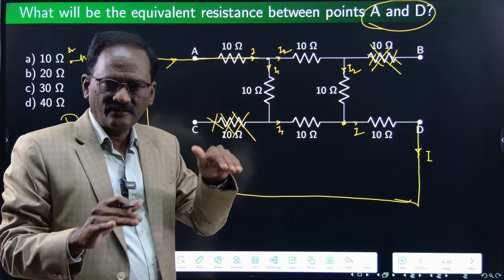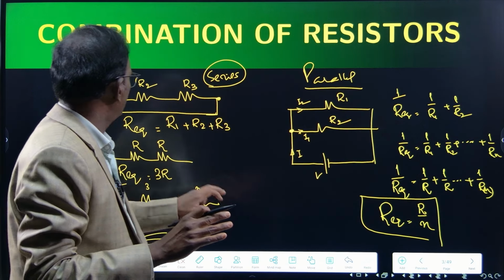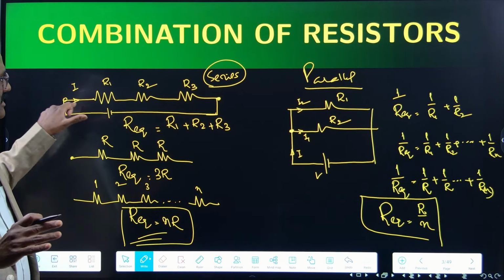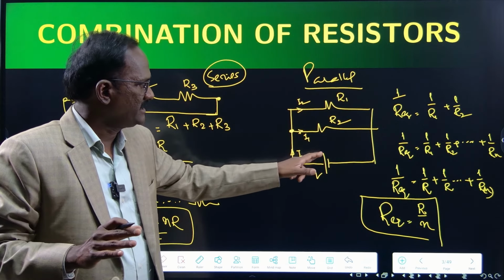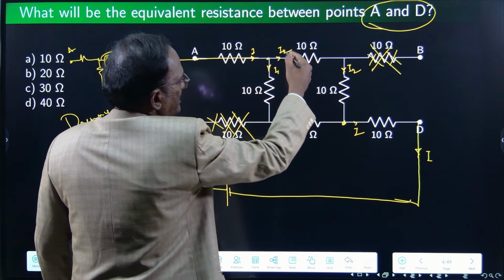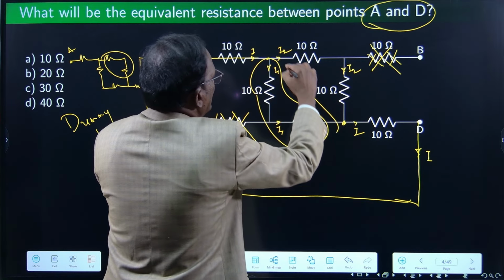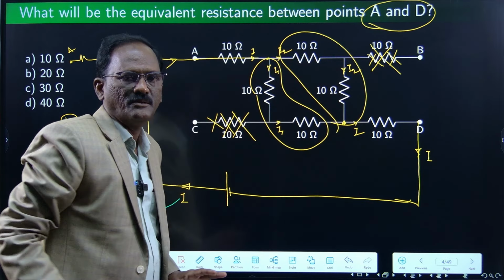This is the idea. If the same current flows through the circuit, it is a series one. In a series circuit, same current. In a parallel circuit, different current flows. So similarly, these two are in series, different currents. So this is one branch and this is another branch. So they are in parallel.